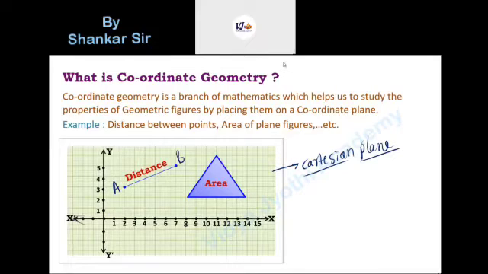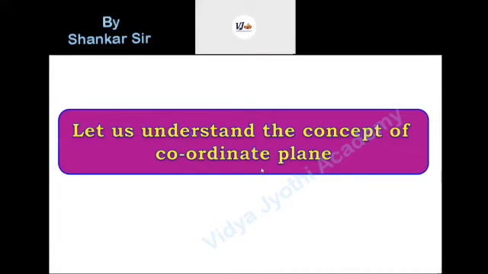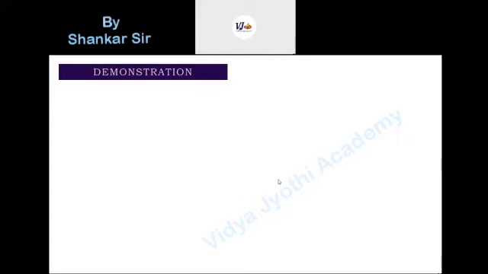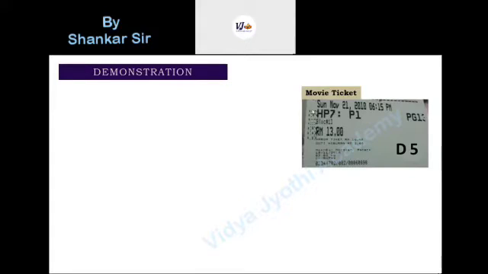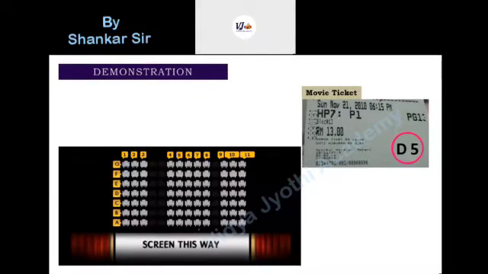Now I am going to explain one real life example where we use this Cartesian system. Let us understand the concept of the coordinate plane through a real life example. See here, can you tell me what this is? It is already mentioned here: a movie ticket. See here, the theater hall. This is the screen, and these are the rows. As already explained, the rows are given and here the columns are given.